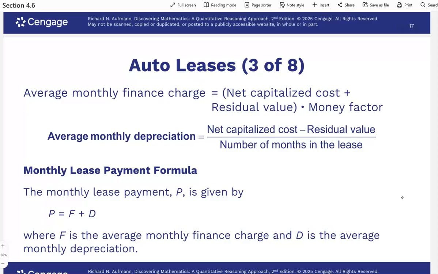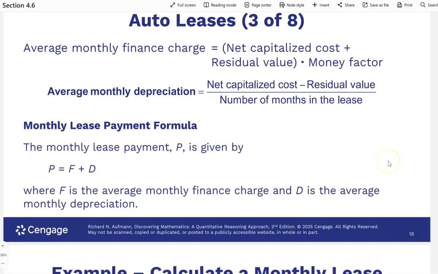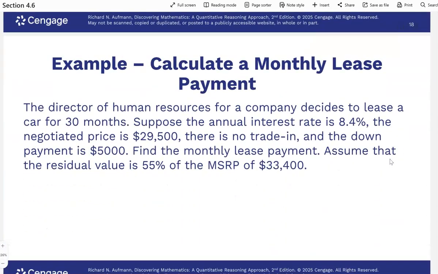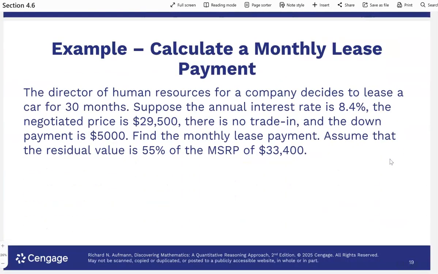So the average monthly finance charge is going to be the net capitalized cost plus the residual value. And that sum is going to be multiplied by the money factor and the number of months in the lease. The monthly lease payment is going to be given by F plus D. F is the average monthly finance cost or charge, and D is the average monthly depreciation. So let's look at an example that's going to tie all that together.